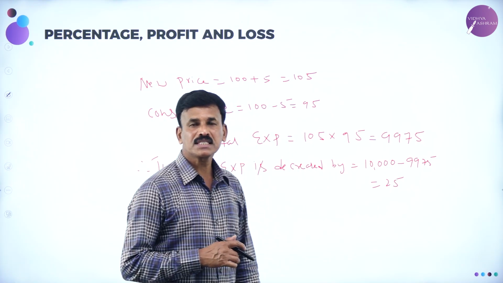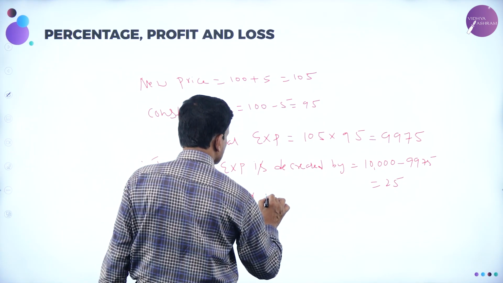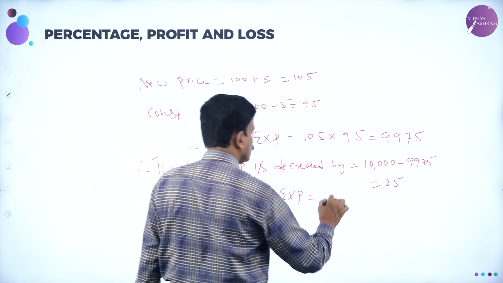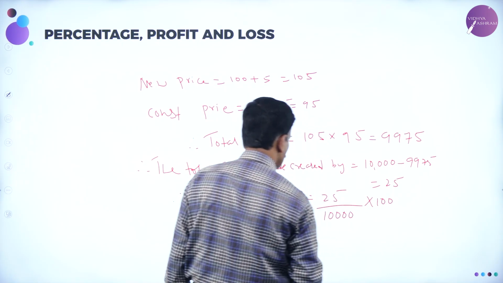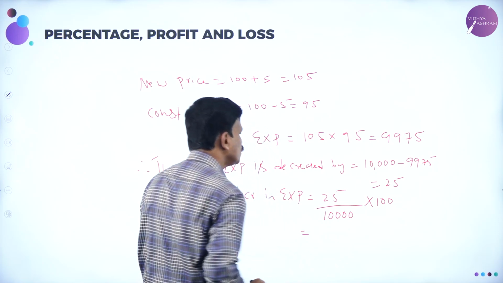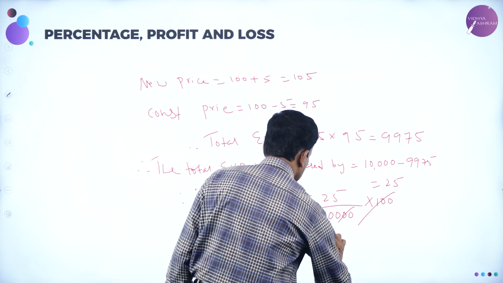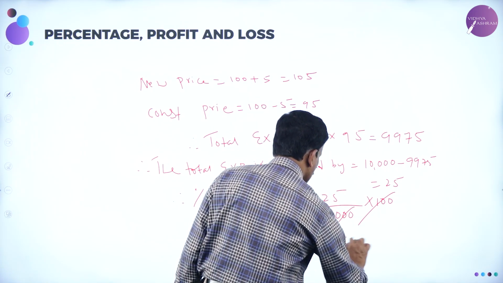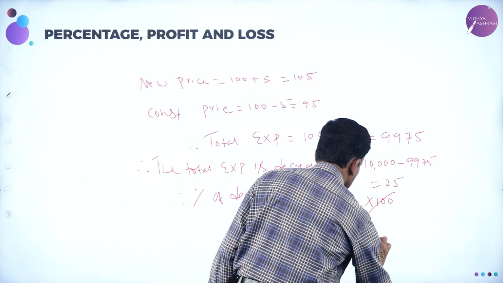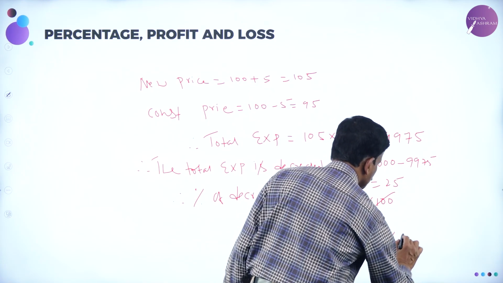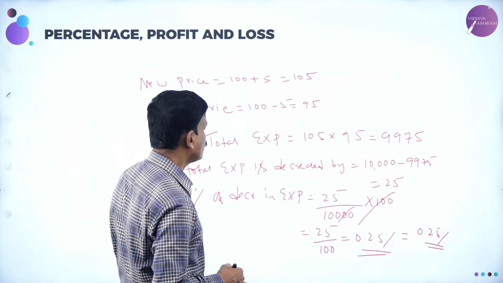Okay. Now calculate the percentage decrease in expenditure. Therefore, the percentage of decrease in expenditure is equal to 25 divided by 10,000 into 100. What is this equal to? Just divide it. This gets cancelled. 25 divided by 100. So this is equal to 0.25%. So that is for the first case.